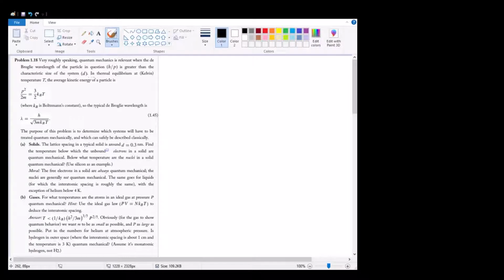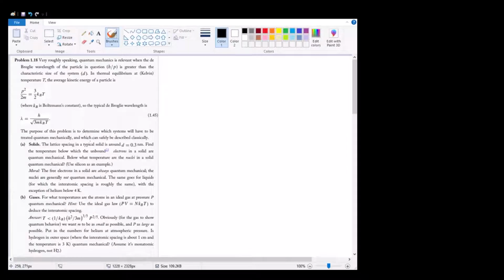The next thing we're given is that in thermal equilibrium at Kelvin temperature T, the average kinetic energy of a particle, defined using momentum instead of velocity, is equivalent to 3/2 kT, where k is Boltzmann's constant. If we isolate for p in this expression, then the de Broglie wavelength is h over p, which equals h over the square root of 3mkT.